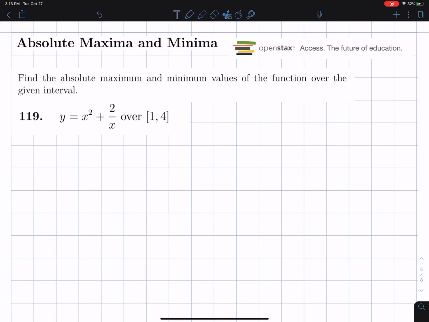Okay, in this video, we find the absolute maximum and minimum values of a function over the given interval. And the interval is a closed interval, so that means that it's a finite interval, a bounded interval, I guess I should say, and includes the endpoints. We're going to use the closed interval method. Some books call it that.